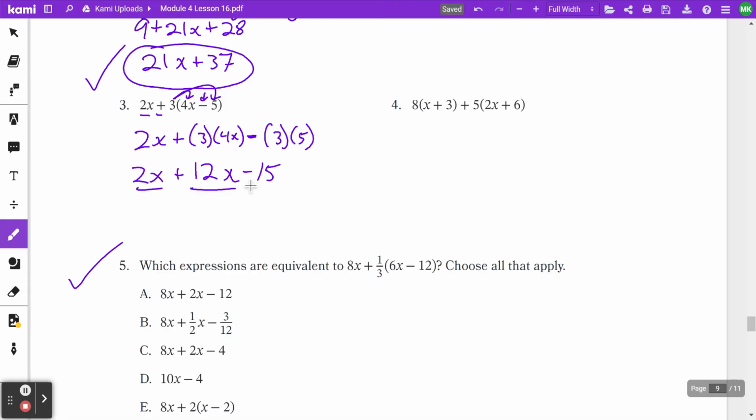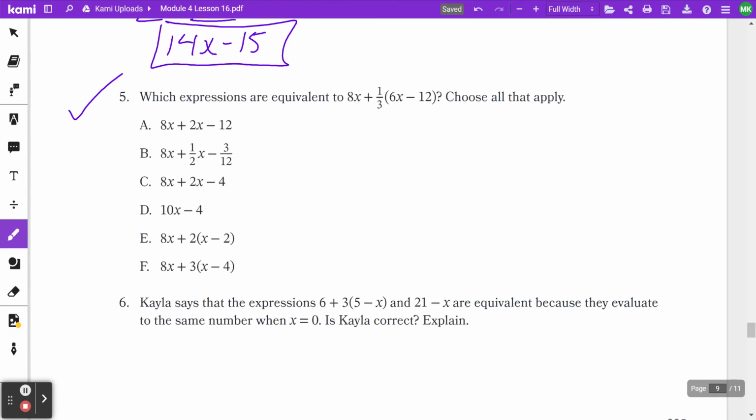So let's combine like terms. Okay. So these guys here are like terms because they share the same variable raised to the same power. That's what makes them like terms. So 2x plus 12x gives me 14x minus the 15. And we are done. Okay.